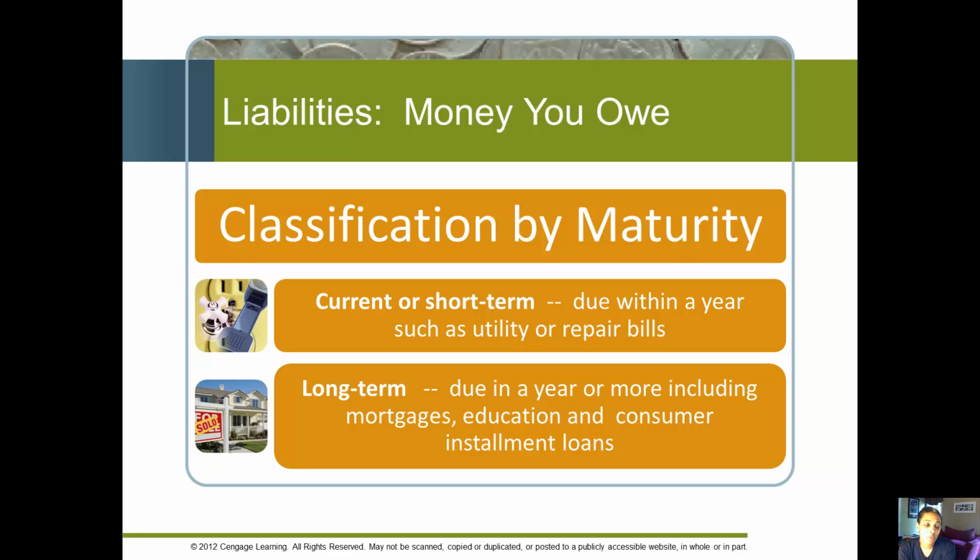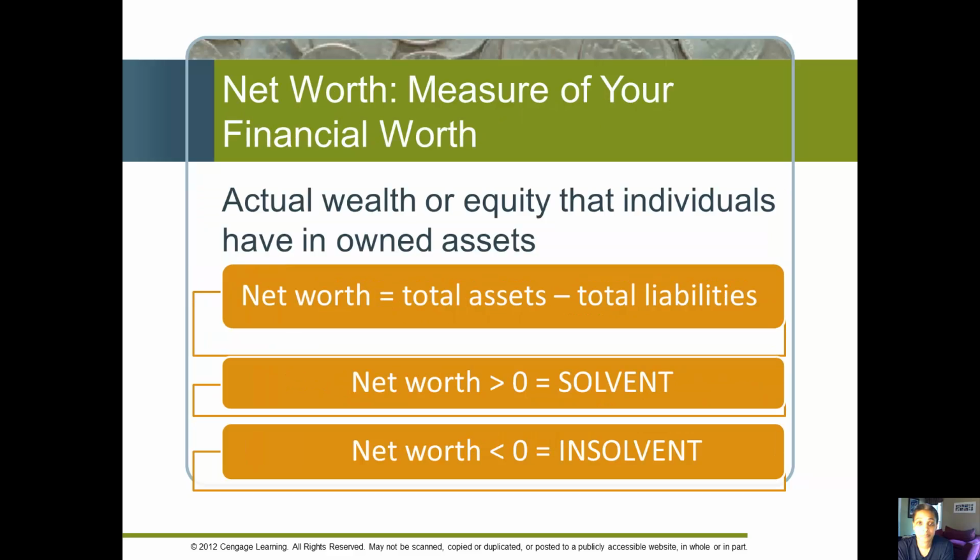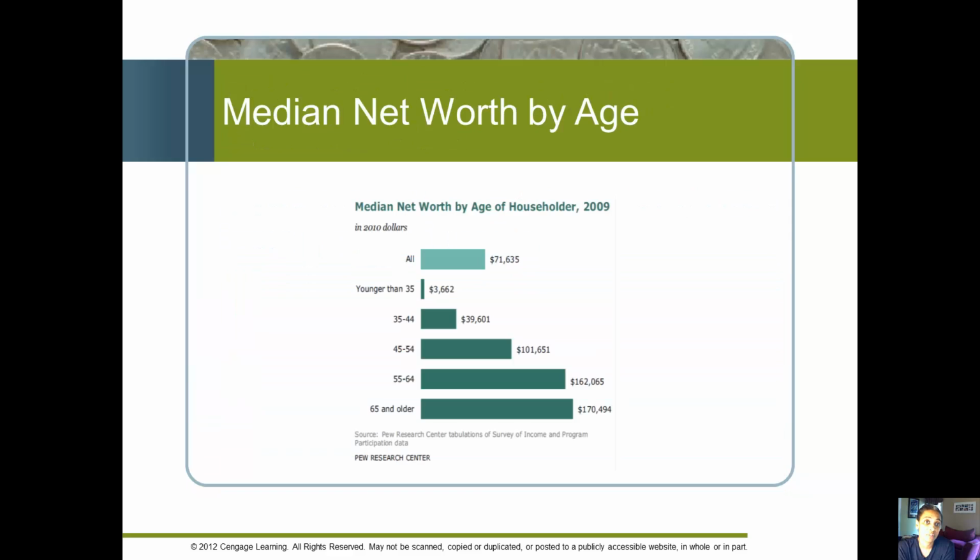And then back on the right-hand side with the liabilities, we classify our liabilities by maturity. So as I mentioned earlier, when they're due. Current or short-term classification are items that are due within a year. Long-term are items that are due in more than a year. And then our net worth, again, is the total assets minus liabilities. If our net worth is positive, then we're solvent. We're in good shape. If it's negative, we've got some work to do. We're insolvent.